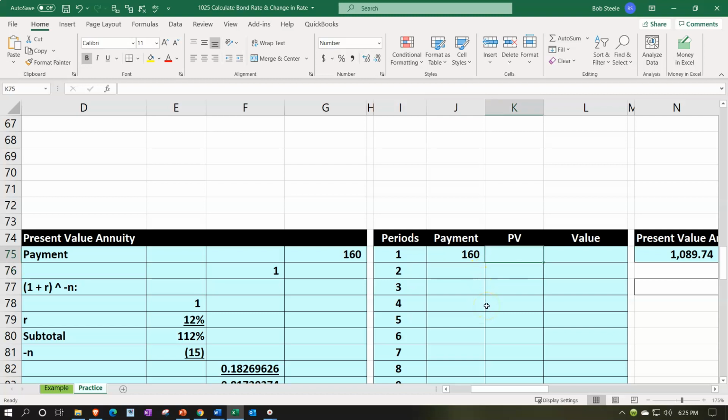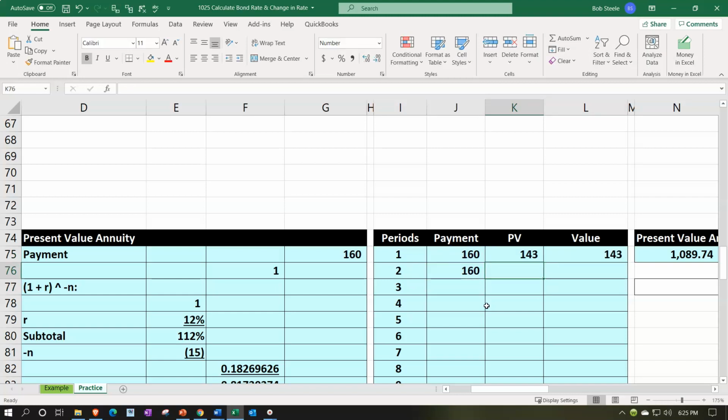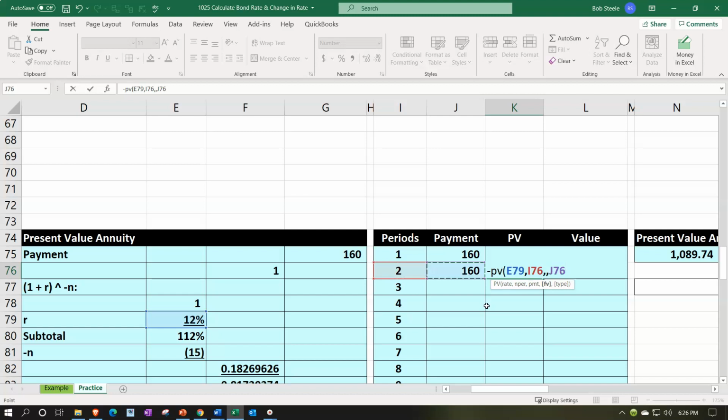We're going to then present value them just one at a time. Negative PV, Shift 9, rate 12% is the rate, comma. Number of periods now 1, because this is just one payment out, comma, comma, because it's not an annuity. Future value, 160, and enter. That's the present value of the first one. Let's do the second one. Payment's the same because it's an annuity, and that's what it means to be an annuity. So we're going to say 12%, comma, number of periods 2, comma, comma, future value 160.